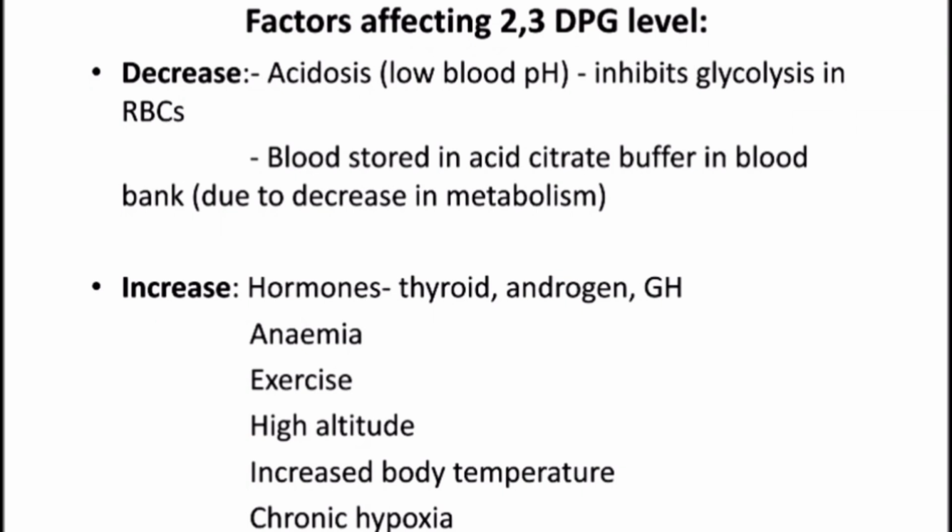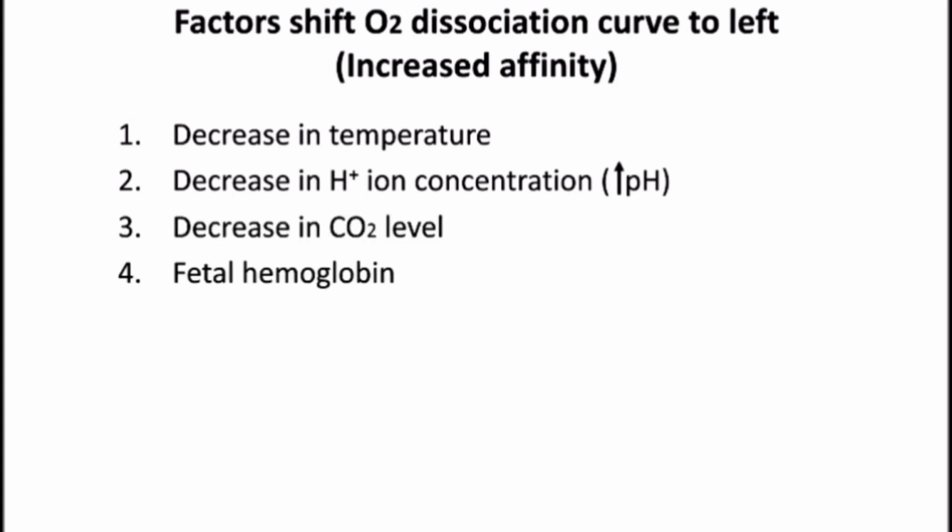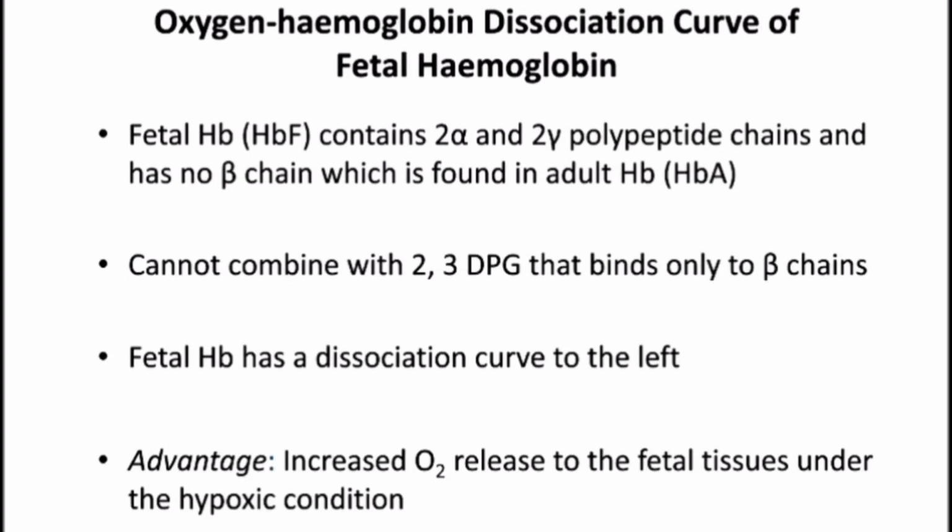Coming to the left shift, opposite to the right shift, there will be increased PO2, decreased PCO2, increased pH, decrease in the temperature, again decrease in the PCO2, and fetal hemoglobin. Also, carbon monoxide poisoning. With this, you have myoglobin also. So, fetal hemoglobin, the oxygen hemoglobin dissociation of fetal hemoglobin. Fetal hemoglobin has 2 alpha and 2 gamma. Normally, adult hemoglobin has 2 alpha and 2 beta. So, fetal hemoglobin has 2 alpha and 2 gamma polypeptide chains, and there is no beta chain, which is usually seen in adult hemoglobin.